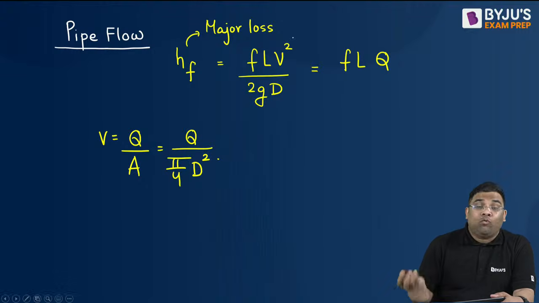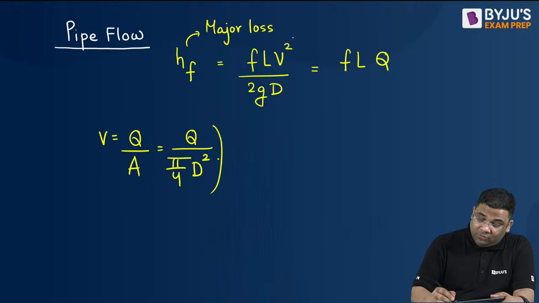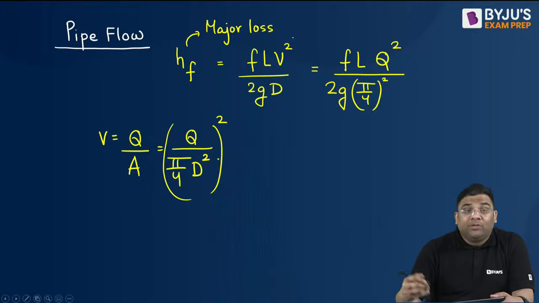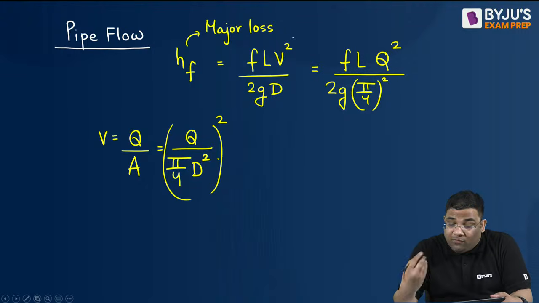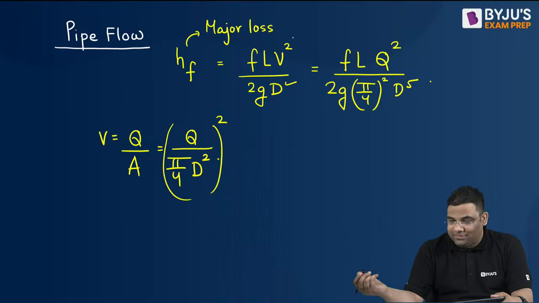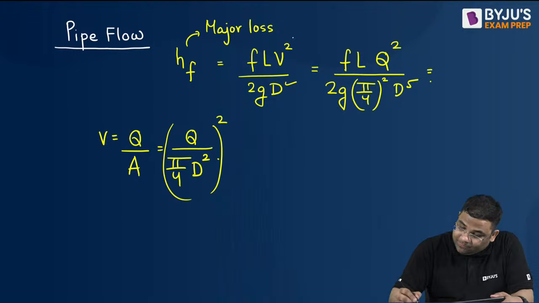So when you make it square, V square, then this also becomes square. So I get Q square by 2g, pi by 4 squared, and then this is d square to the power square, d to the power 4, already a d is there, d to the power 5. Yes. So how much are we getting this?